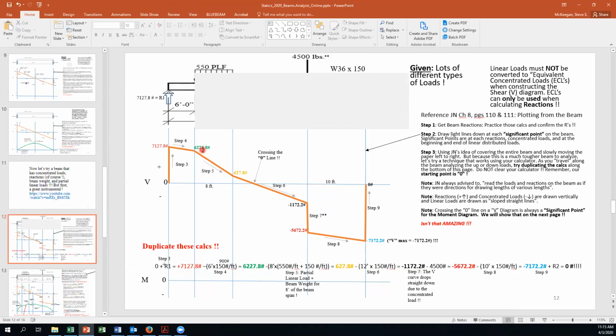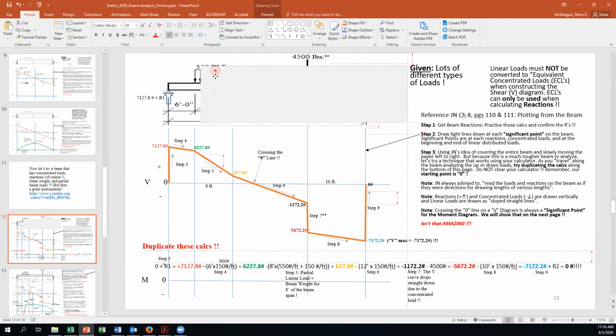Okay. Now, in essence, instead of analyzing every foot, which we will in a minute, every foot here in the next 8 foot of span, every foot I drop how many pounds? 700. 150 for beam weight, 550 for the partial linear load.